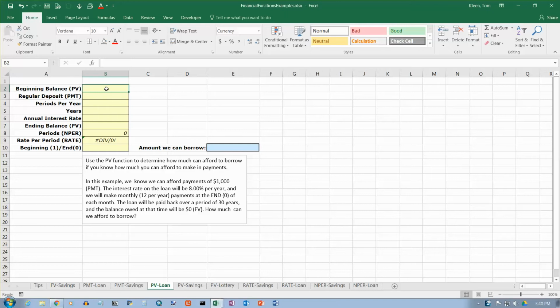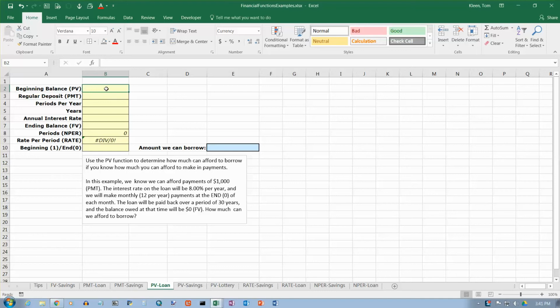In this video, we're going to take a look at the present value function. It's PV for short. And this tells us how much you can afford to borrow today if you know how much you can afford to make in payments. This is actually kind of useful if you're in the process of buying a car or a house.